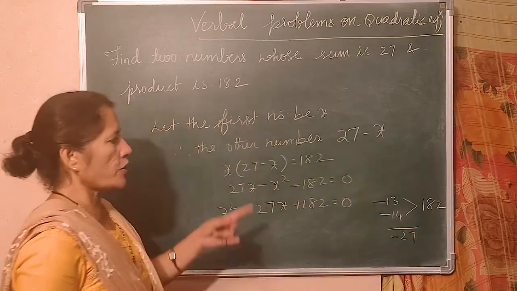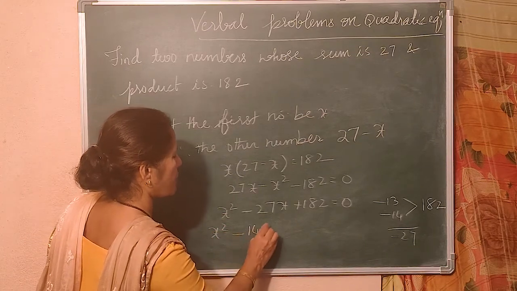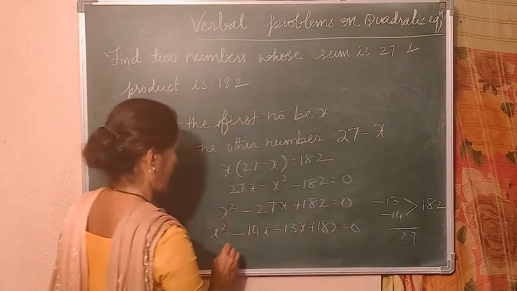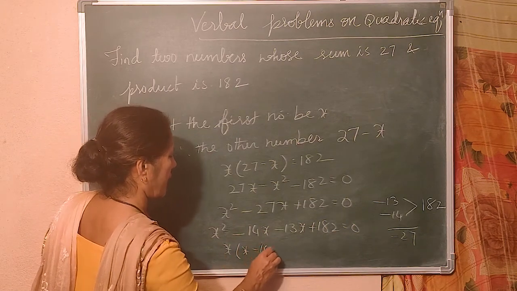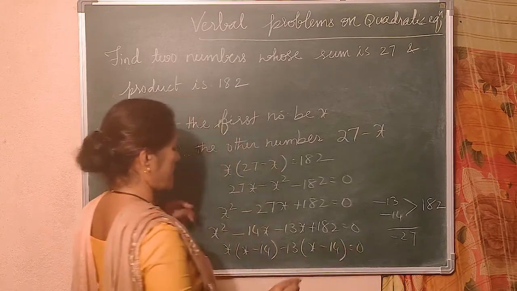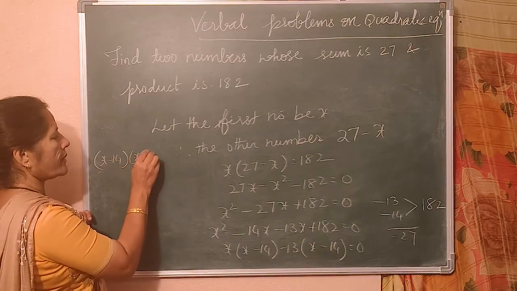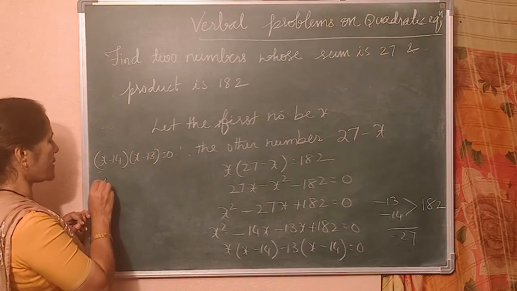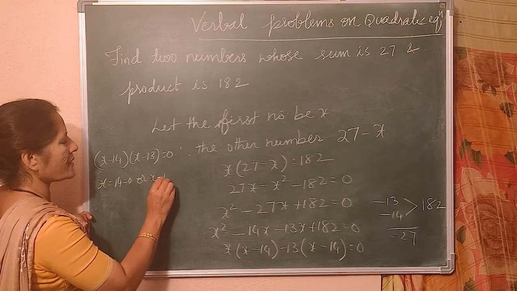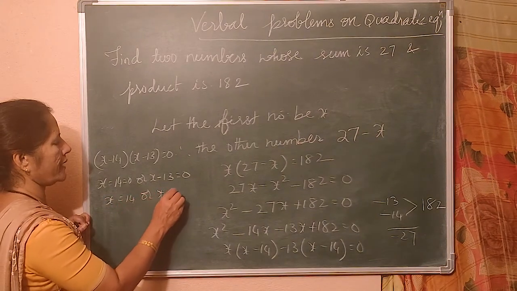Did you all understand? So, minus into minus is plus. So, I write x square minus 14x minus 13x plus 182 is equal to 0. So, x is common, take out x minus 14; minus 13 is common, x minus 14 is equal to 0. So, what is the next step? x minus 14 into x minus 13 is equal to 0. x minus 14 is equal to 0 or x minus 13 is equal to 0. x is equal to 14 or x is equal to 13.